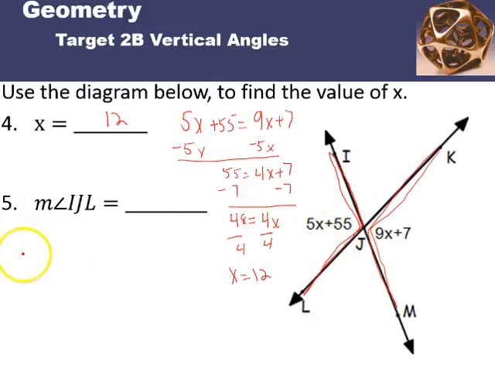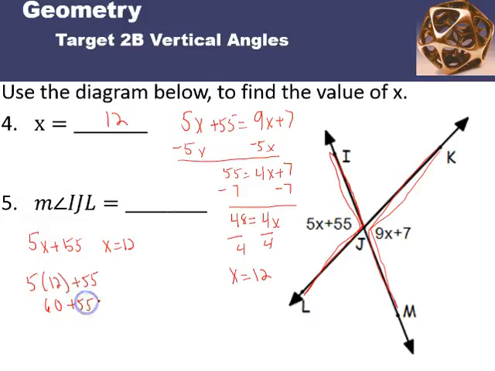Now I have to find IJL. So to find IJL, I'm just going to replace x with 12. So I had 5x plus 55. But remember, x is 12, so I can replace the x with a 12. So 5 times 12 plus 55. 5 times 12 is 60. And 60 plus 55 would be, the 0 and the 5 give me a 5, and 6 and 5 give me 11. So it looks like 115 degrees.